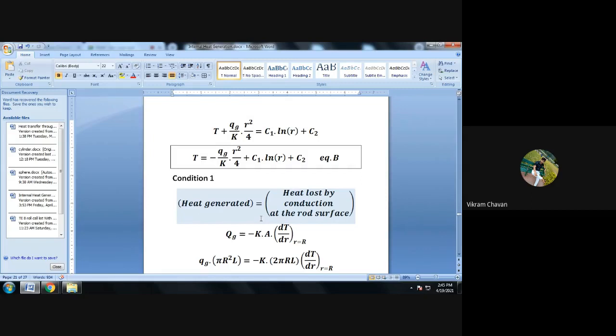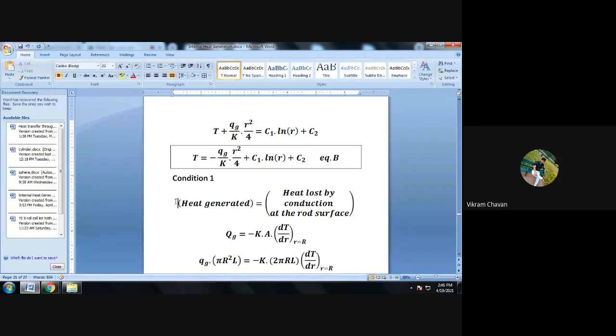So we can say that heat lost by conduction at the rod surface will be, according to Fourier's law, minus K multiplied by A multiplied by dt divided by dr when r is equal to capital R. Write down condition 1: heat generated is equal to heat lost by conduction at the rod surface.